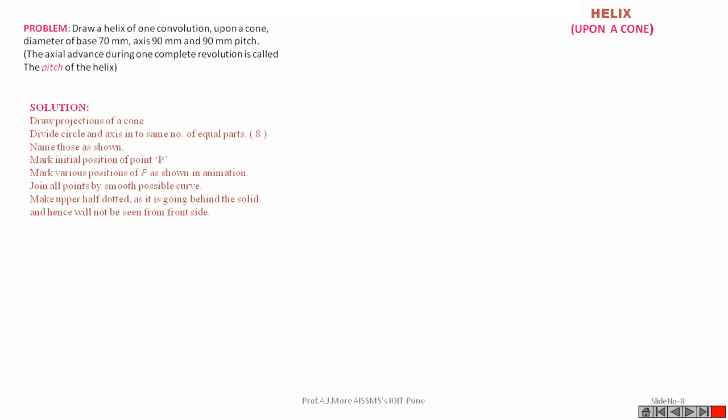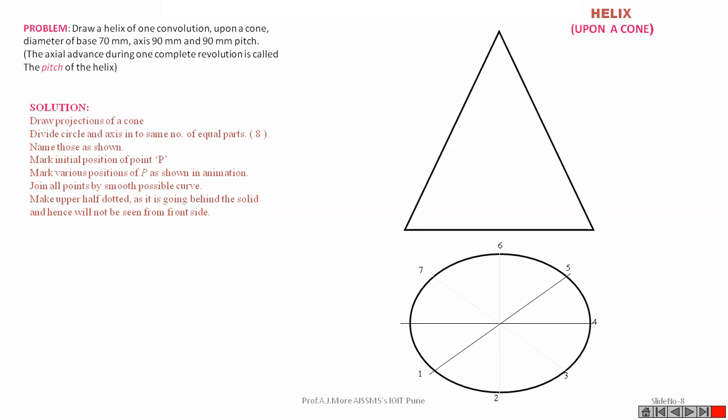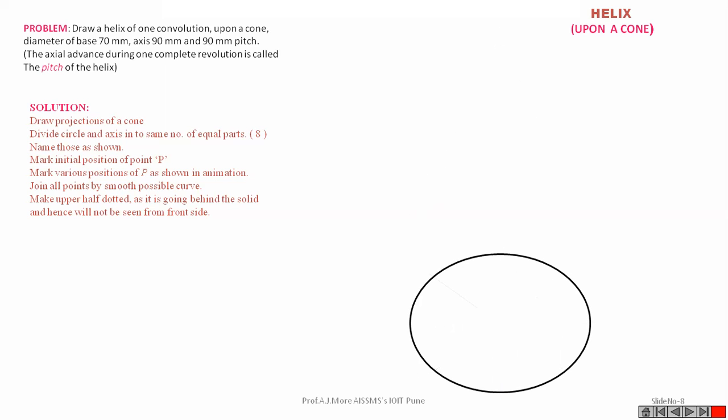Again, same revolution. If they say 1.5 revolutions, then 360 plus 180 will be 1.5 convolutions. Two convolutions means a 720 degree revolution. That means two times the helix will be winding on the cone. So you can see I have drawn a circle first, of 70 mm base diameter.